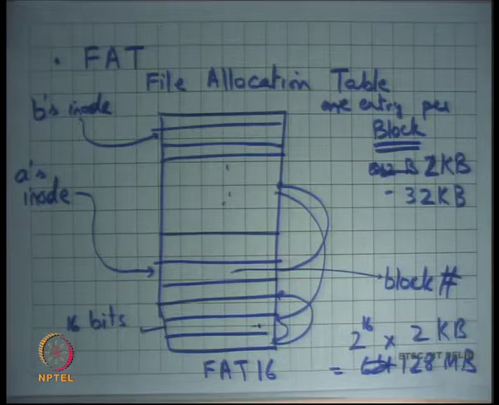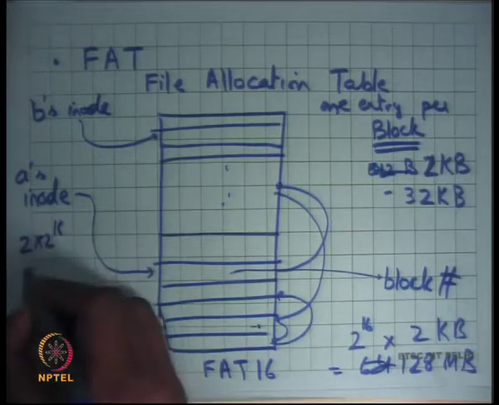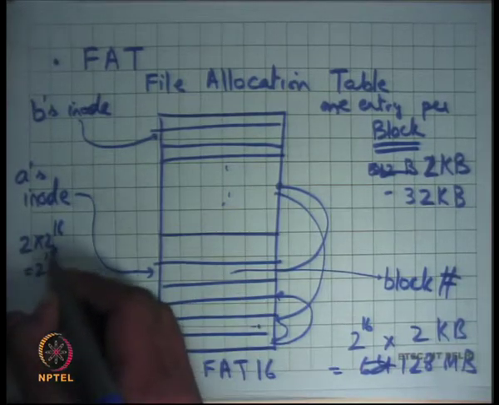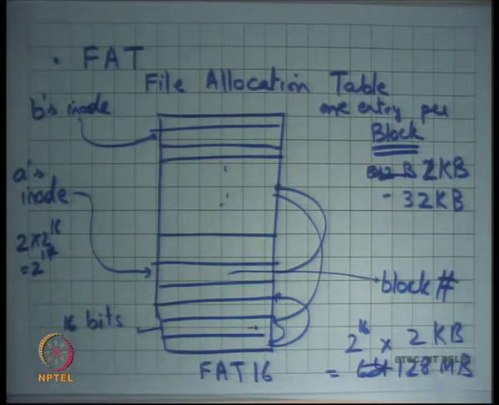2 to the power 16 entries, each entry being 16 bits. So that's 2 into 2 to the power 16, right? That's 2 to the power 17 bytes, which is 128 kilobytes. At that time, memories were typically bigger than 128 kilobytes, so it was a reasonable scheme to have. But it doesn't make sense in today's technology.